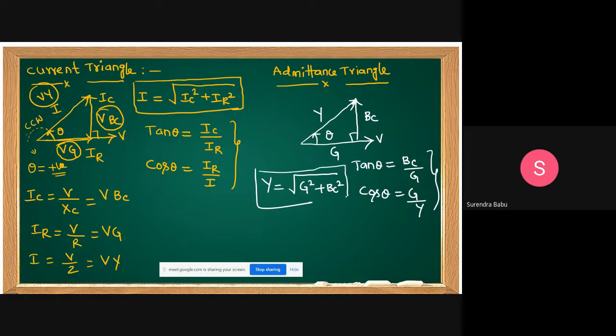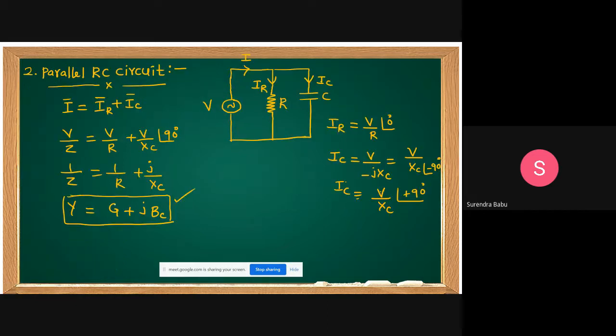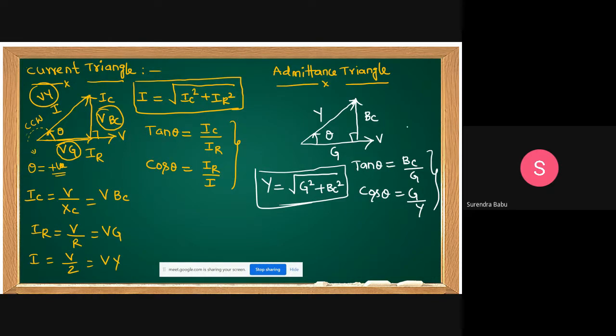If you have any doubt whether this theta is positive or negative, if you do not remember this concept, simply go through this admittance. In admittance, you can calculate tan theta, students. BC by G. Are you getting positive or negative? Positive we are getting. That's why our concept is also satisfied. Clear? This is the current triangle, admittance triangle.